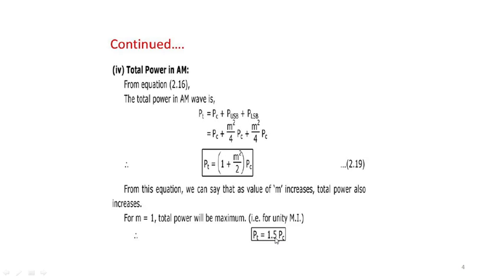How do you get this 1.5 PC? In this equation we just put m equal to 1, so 1 plus 1 half becomes 1.5 PC. So this is the total power for the condition of unity modulation index.